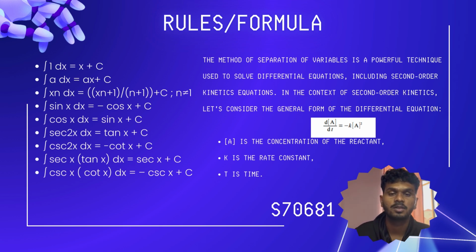As for this question, the method used is the separation of variables, which is a powerful technique used to solve differential equations, including second order kinetic equations. In the context of second order kinetics, let's consider the general form of the differential equation, which is dA/dt equals negative k times A^2, where A is the concentration of the reactant, k is the rate constant, and t is the time.